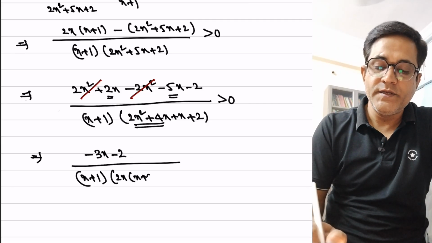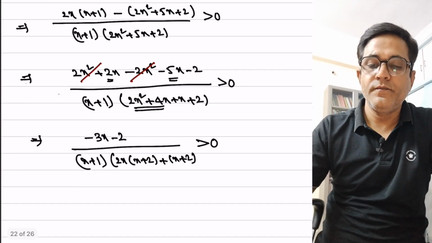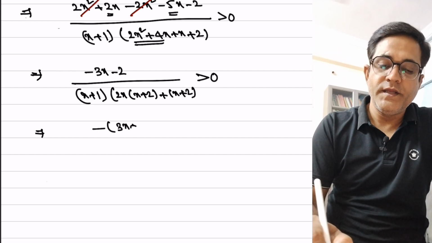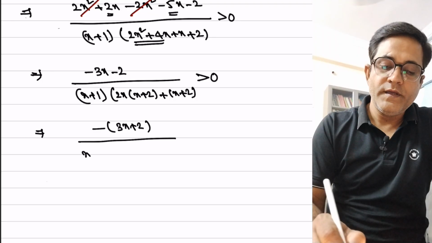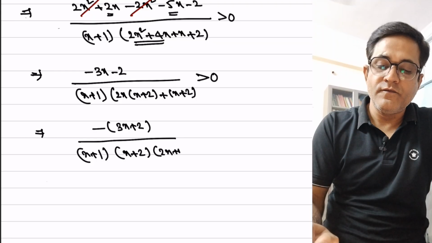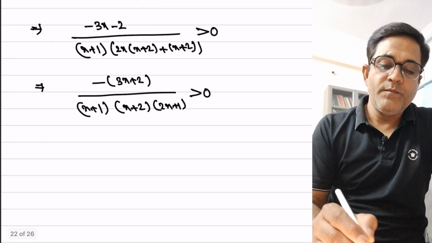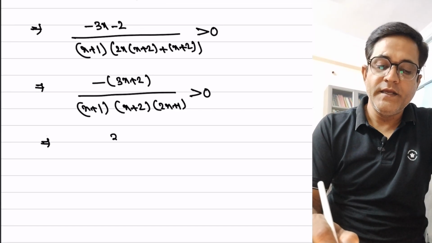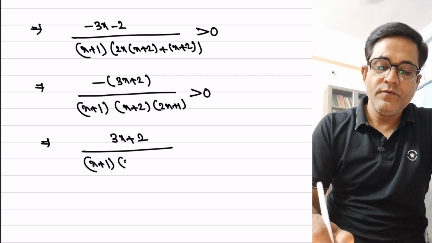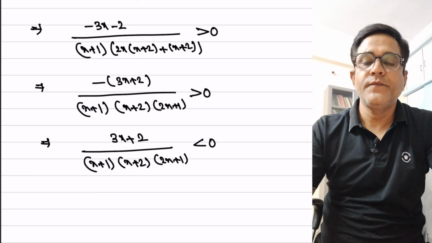Therefore, 2x into x plus 2 plus x plus 2 is greater than 0. Then here take minus common: minus of 3x plus 2 over x plus 1 into x plus 2 into 2x plus 1 is greater than 0. Now multiply both sides with minus, then the inequality changes. Therefore, 3x plus 2 over x plus 1 into x plus 2 into 2x plus 1 is less than 0.